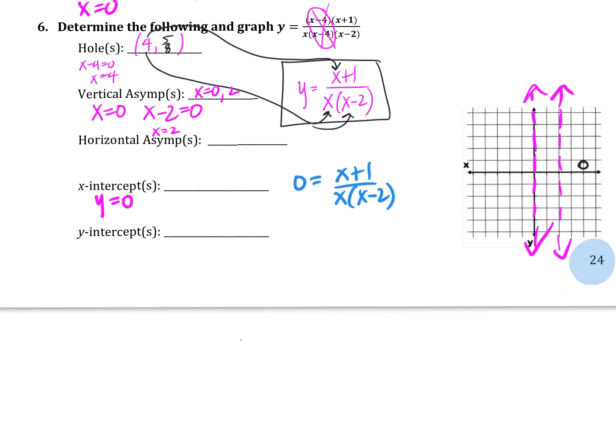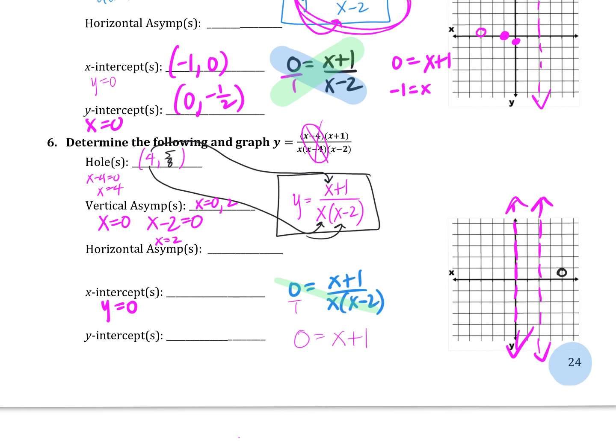What do we do first? When you cross multiply or multiply by that denominator, what are we going to get? Just the top. 0 times anything is still 0, equals 1 times that top, which is x plus 1. Is that what happened over here? 0 equaled the top? Yeah.